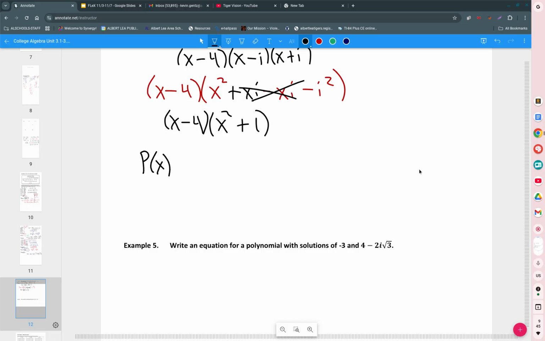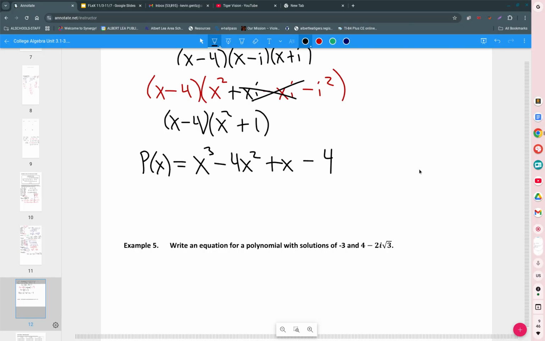p of x is equal to x times x squared is x cubed. Negative 4 times x squared is negative 4x squared. x times 1 is x. And negative 4 times 1 is negative 4. And that polynomial has the following solutions.